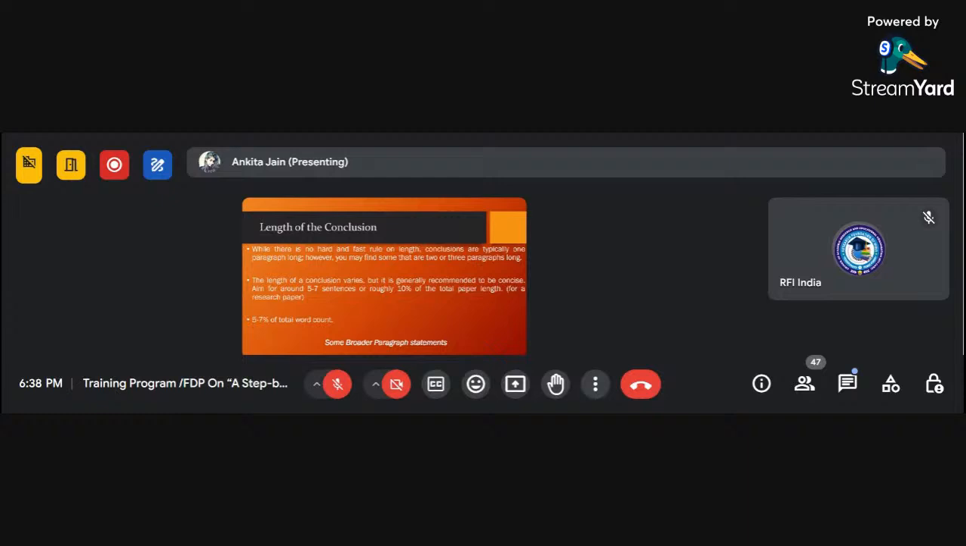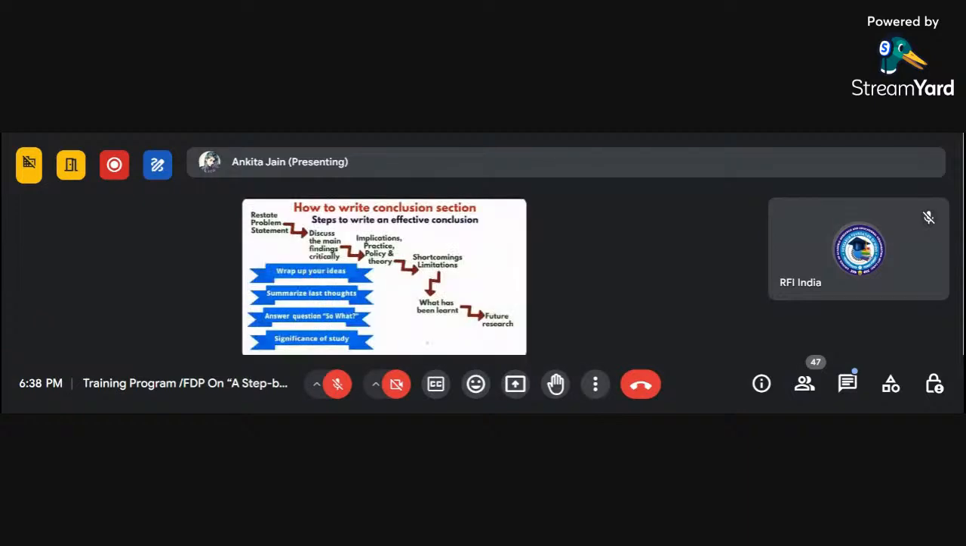If we are talking about the total length of the paper, accordingly you can use 10%. Then if we're talking about the thesis, again 5 to 7% is good. Not more than 10% should be used when we are talking about the length of the conclusion.